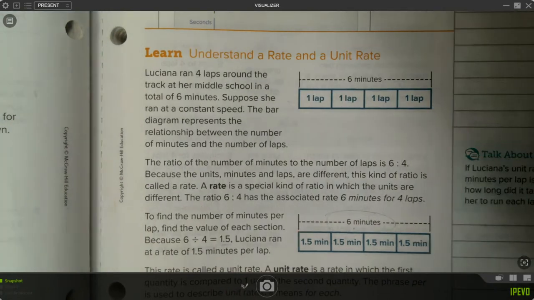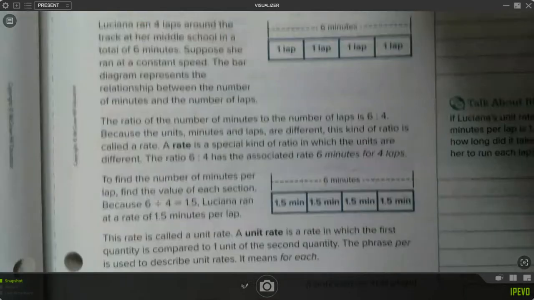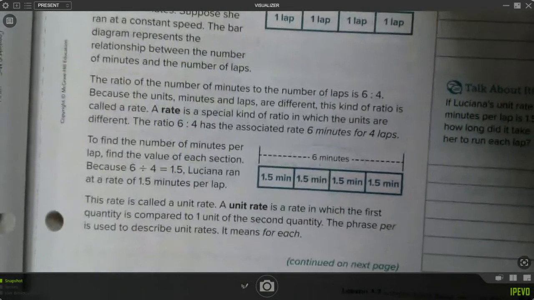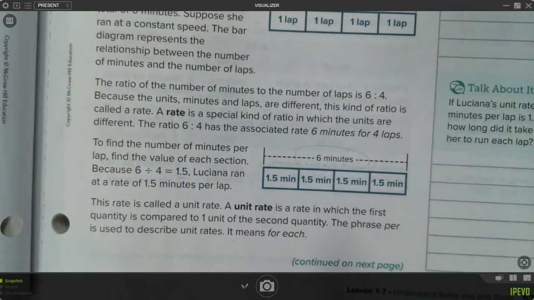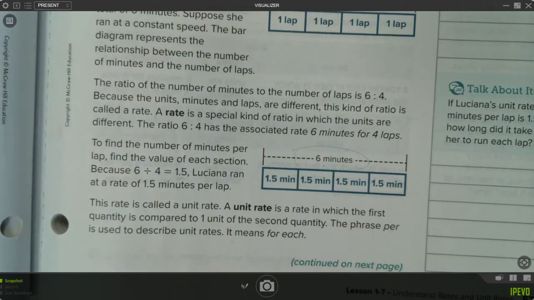When we get down to that 1, that per lap, right? This is what's called a unit rate. So a unit rate is a rate in which the first quantity is compared to 1 unit of the second quantity. The phrase per is used to describe unit rates. It means for each. So whenever we see per, it means for each.